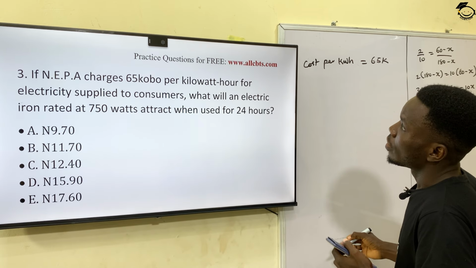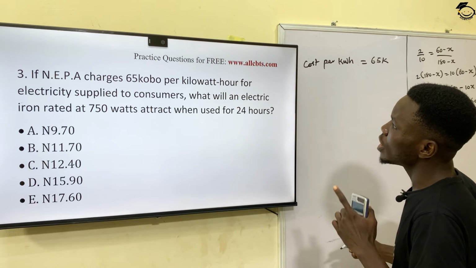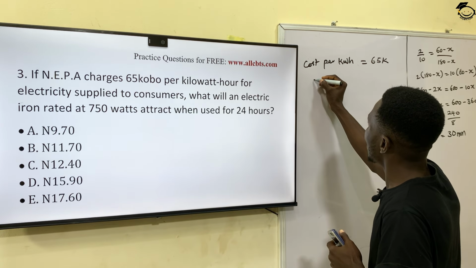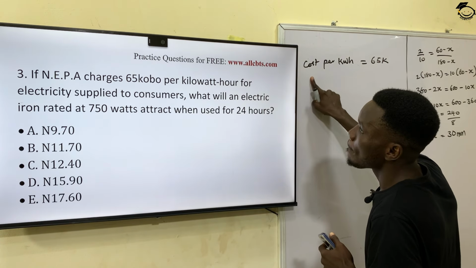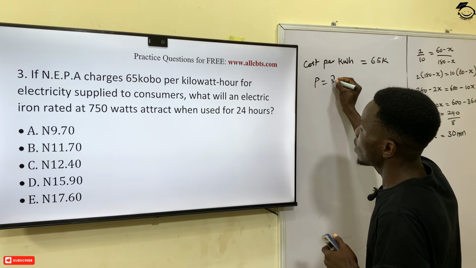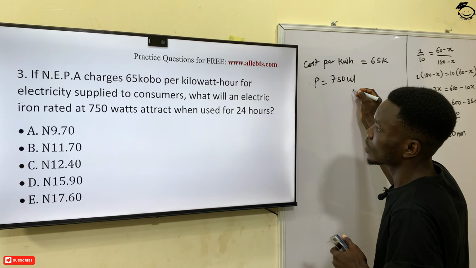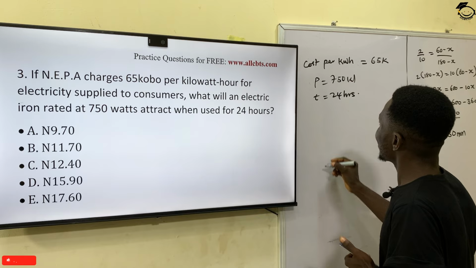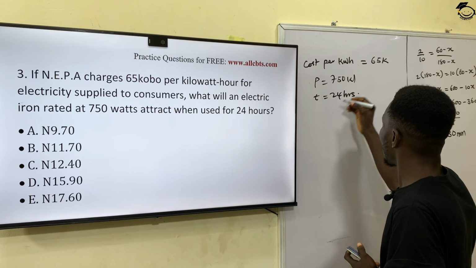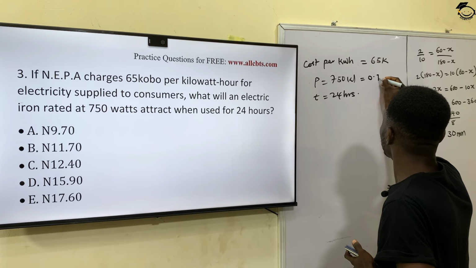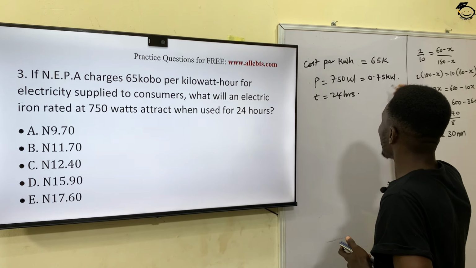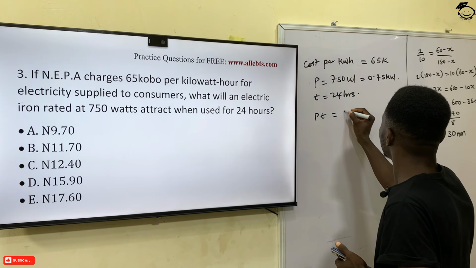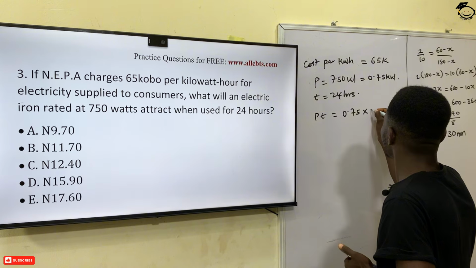And then he said, for electricity supply to customers, what will an electric iron rated 750 watts? So the electric iron has a power of 750 watts, and it was used for a time of 24 hours. So my 750 watts, if I convert it to kilowatts, will give me 0.75 kilowatts. So if I convert it to kilowatt hour, it's the same as saying power times time. So that will give me 0.75 times 24.